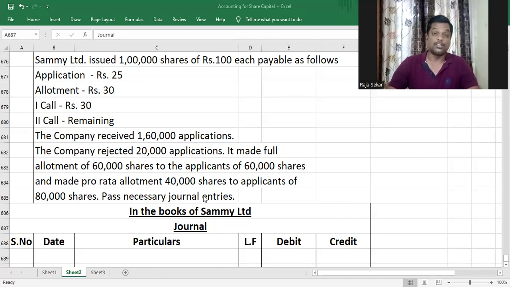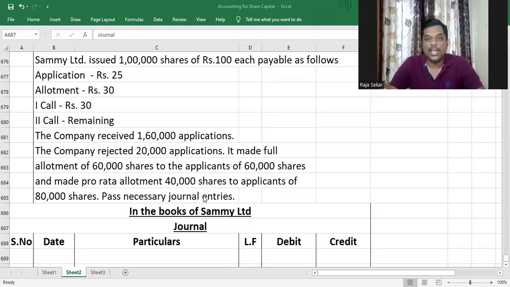Pass necessary journal entries. So basically, the company has received 1,60,000 applications and rejected 20,000 applications. So applicants of 20,000 shares, no shares have been allotted. Their applications have been completely rejected. And to applicants of 60,000 shares, 60,000 shares have been allotted. That is, full allotment has been made. There is no excess application money there. And to the remaining 80,000 applicants, 40,000 shares have been allotted. Understood or not, my dear children?